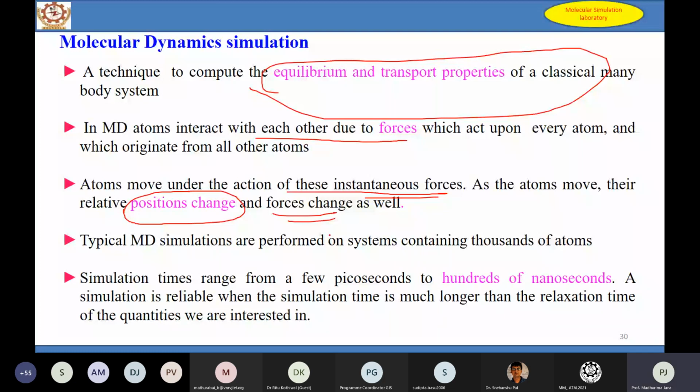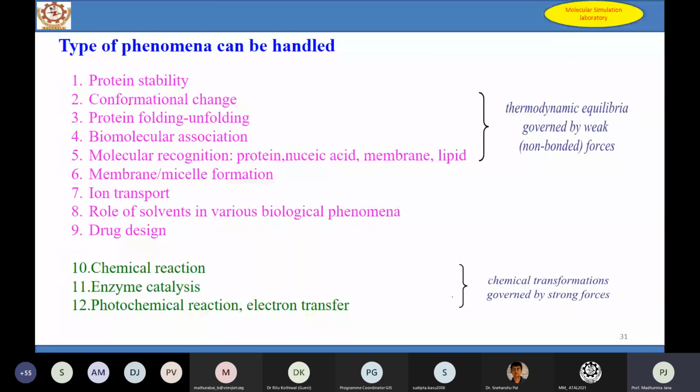Which phenomena can be handled? We can see protein stability, conformational change, protein folding and unfolding, biomolecular association, molecular recognition, membrane and micelle formation, ion transport phenomena within the membrane, the role of solvent in biological phenomena, and drug design. Other than that, with hybrid QM/MM, we can go for chemical reactions, enzyme catalysis, photochemical reactions, electron transport, and so forth. So that is all we can do by performing molecular dynamics simulation.